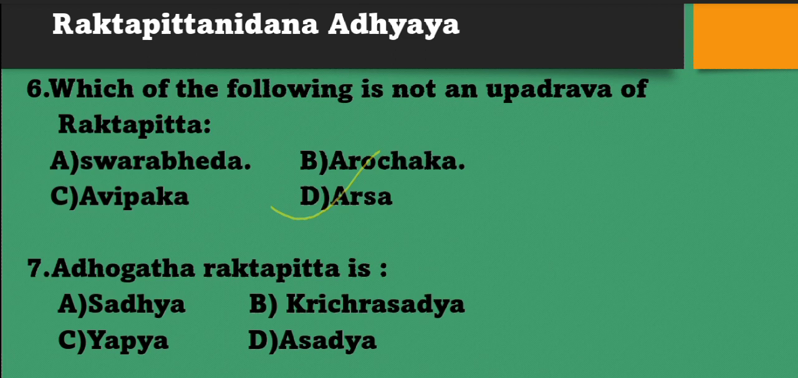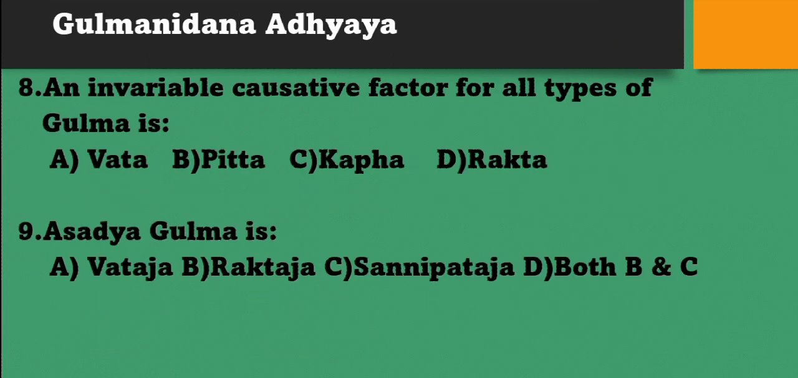Adhoga Rakta Pitta is Sadhya, Krichra Sadhya, Yapya, Asadhya. Adhoga Rakta Pitta is Yapya, option C. An invariable causative factor for all types of Gulma is Vata, Pitta, Kapha, Rakta. An invariable causative factor for all types of Gulma is Vata, option A. Asadhya Gulma is Vataja, Raktaja, Sannipataja, both B and C, that is Raktaja and Sannipataja. Asadhya Gulma is Sannipataja Gulma, option C.